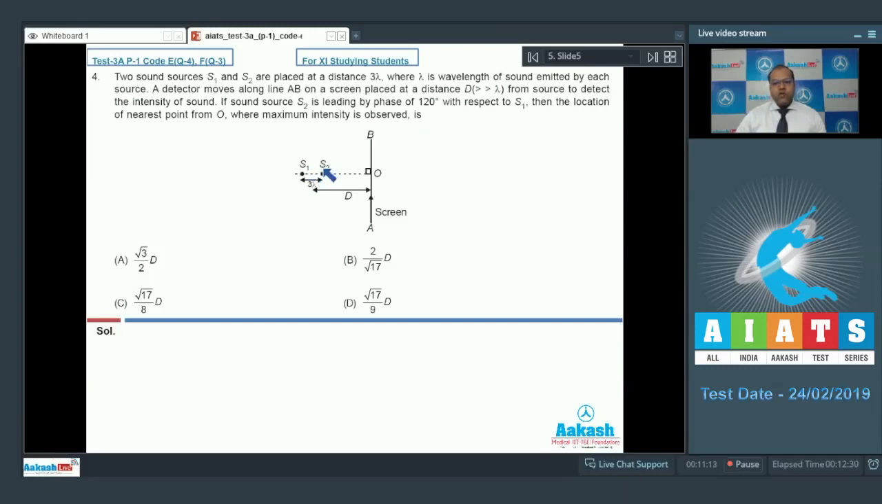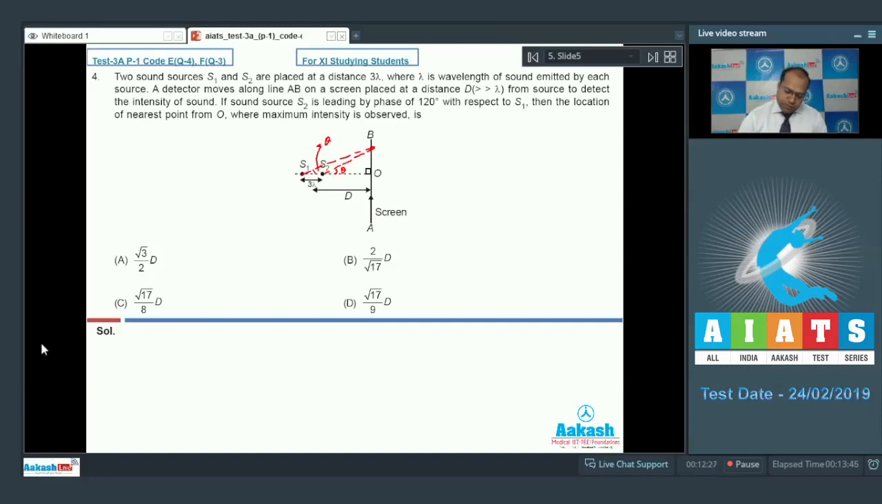Suppose S1 and S2 are in phase, then we know that the path difference at this point O must be equal to 3 lambda and the phase difference must be equal to 6 pi. But since S2 is leading by an angle of 120 degrees with respect to S1, in the vicinity of point O there must be a point where the path difference is not 3 lambda. So there is a point. If I join S2 with this point P and S1 also with this point P, then since this capital D is very large as compared to lambda, these angles are nearly equal. So it is theta.